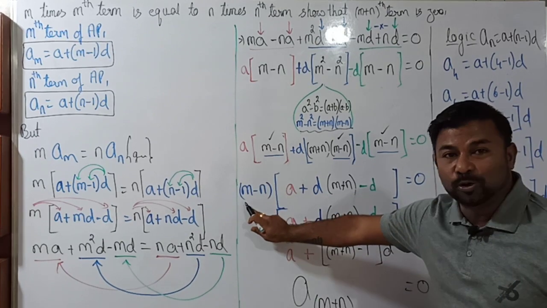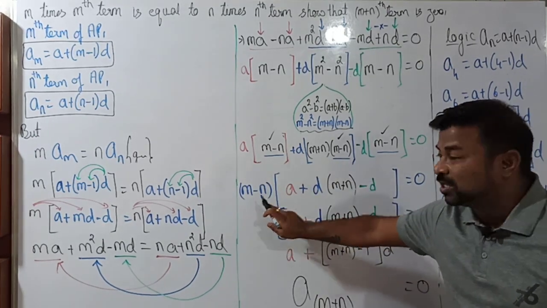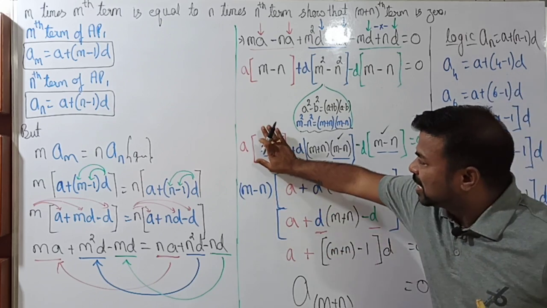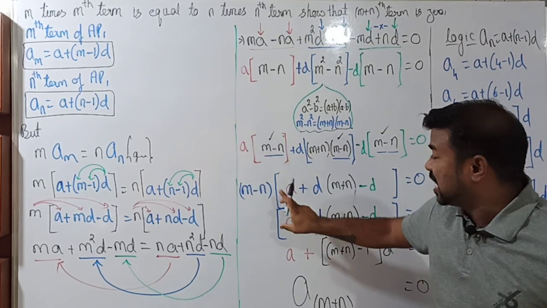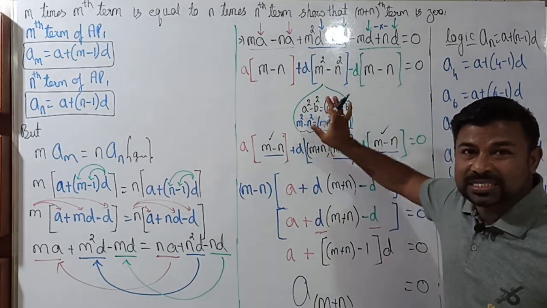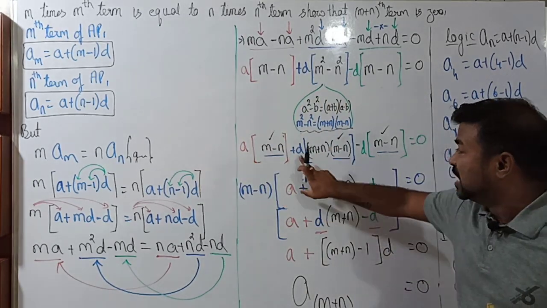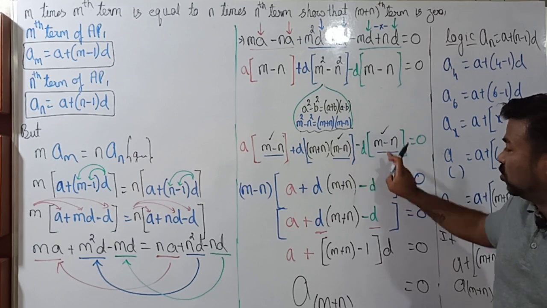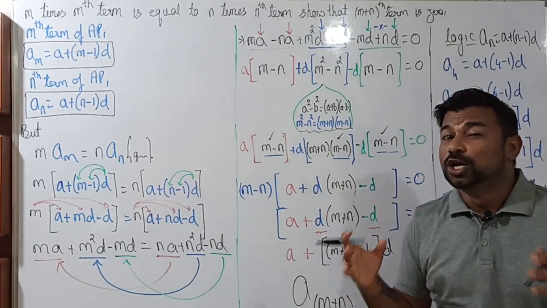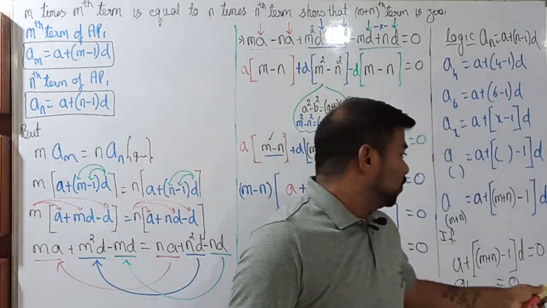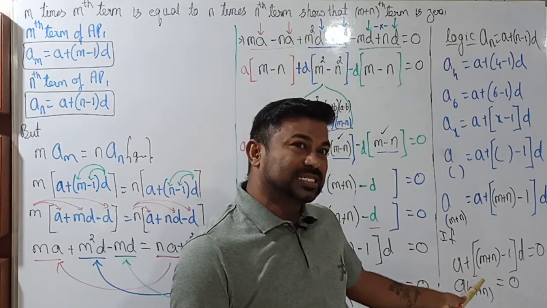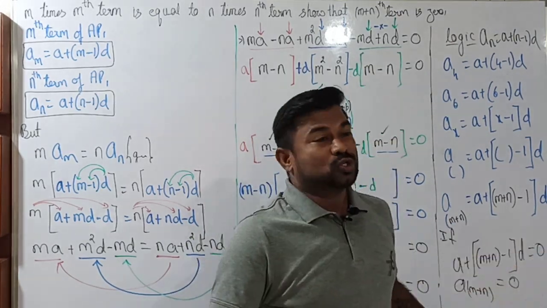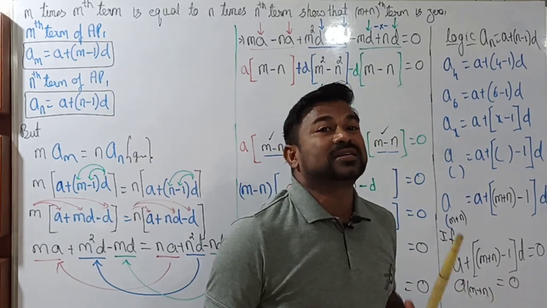The m minus n, I pulled it out. M minus n, I pulled it out. M minus n, I pulled it out. So I took common. So if I take m minus n, what is left over? A. If I remove m minus n outside, what is left over? B into m plus n. If I remove m minus n, what is left over? Minus d. Okay, so slowly we are reaching the required a plus m plus n minus 1 into d is equal to 0, so that we can say m plus nth term is equal to 0.